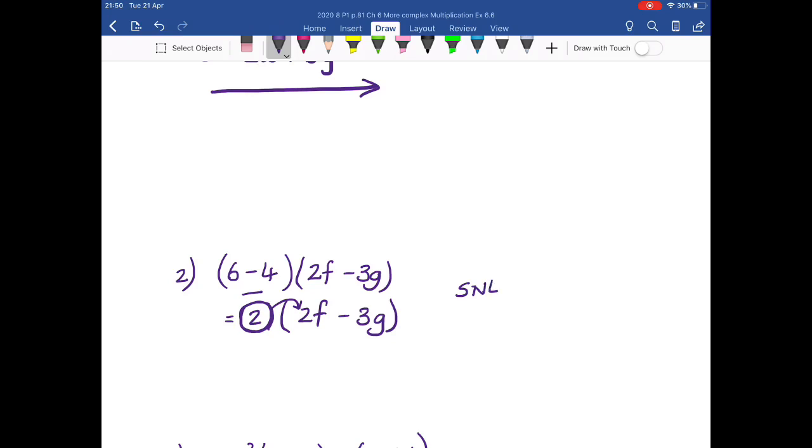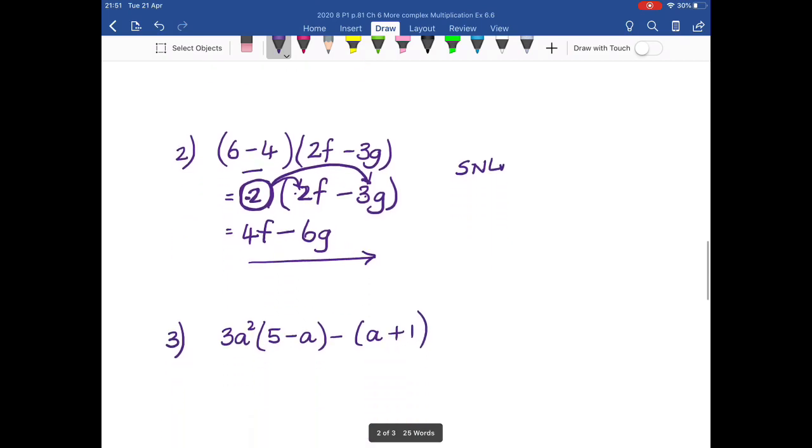So it's signs, numbers, letters, or variables. And it's going to be a positive multiplied by a positive is positive. 2 multiplied by 2 is 4, and I just have an f. Now the 2 must be multiplied by the -3g. So positive multiplied by a negative is negative. 2 times 3 is 6, and I have a g. That is an expression with 2 terms. They are not like terms, so that is my final answer.